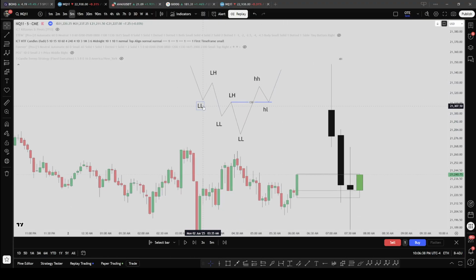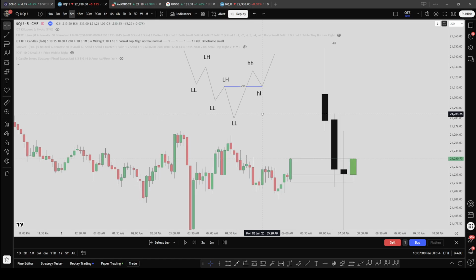But so: lower low, lower high, lower low, lower high, lower low, break, higher high, higher low, and then you just ride it up. In this case, the best way I can describe it is when you're turning a lower high into a higher low. It's basically a support resistance flip.